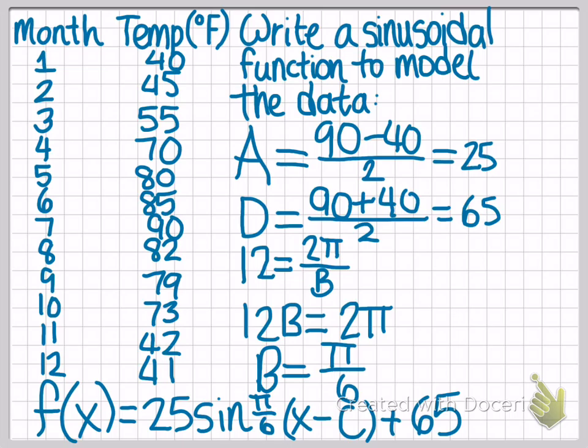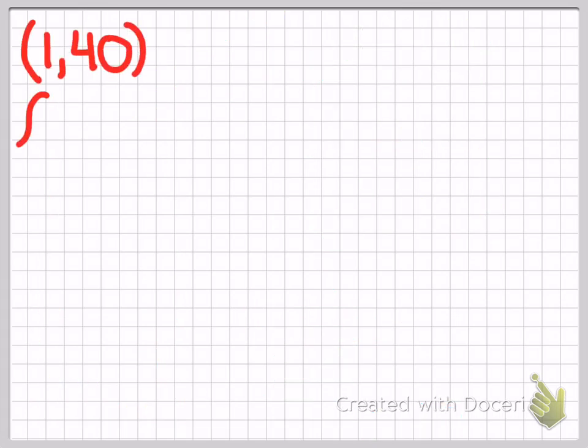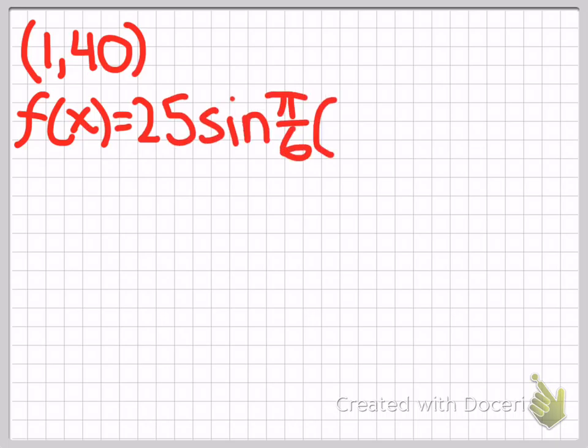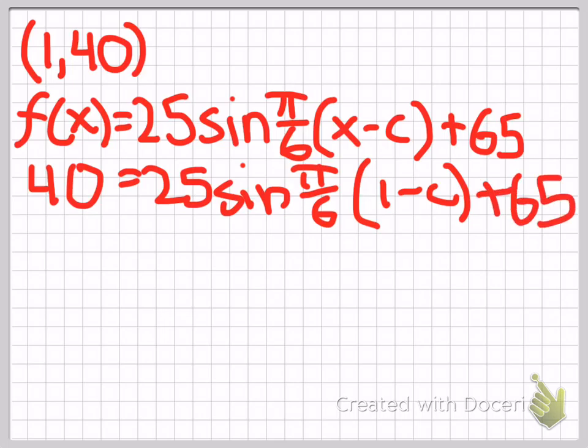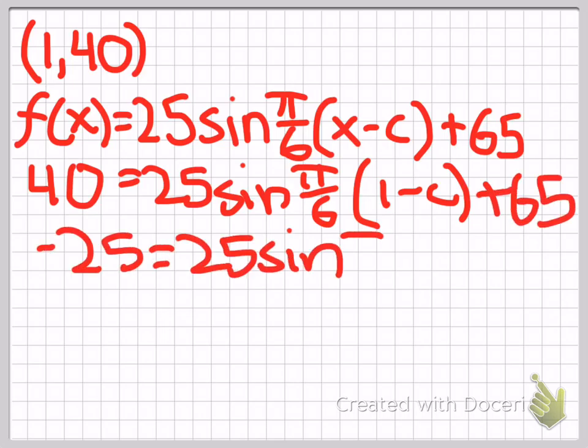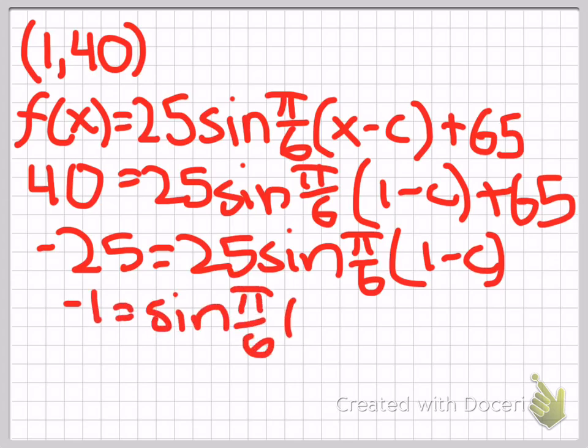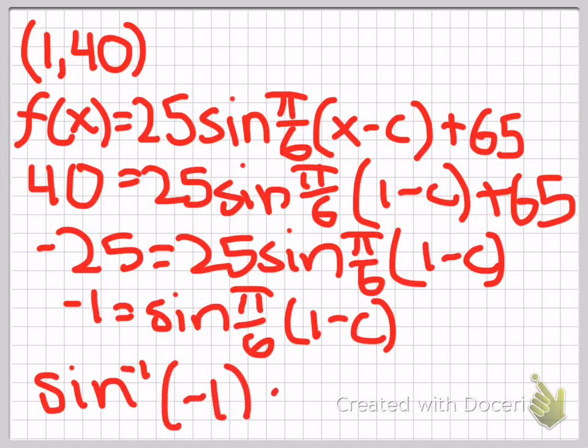So plugging in all of our values into the equation, we get f of x equals 25 sine pi over 6 quantity x minus c plus 65. Now, using the lowest point, we can solve for the only remaining variable c. So our equation f of x equals 25 sine pi over 6 in parentheses x minus c plus 65. We plug in our x value of 1 and our y value of 40 and solve.